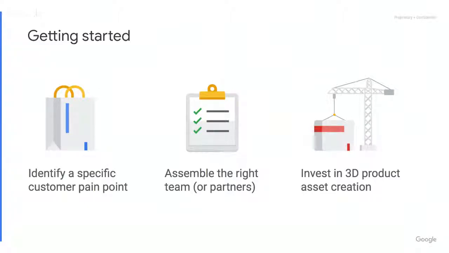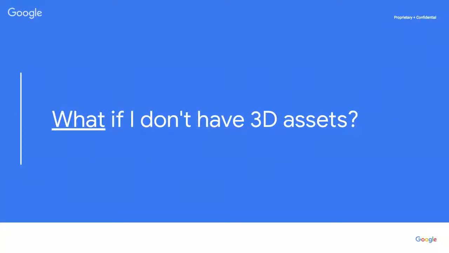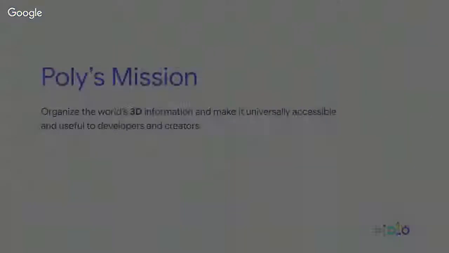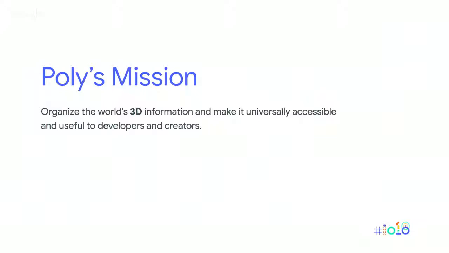Now you might be asking, that's something new, right? How many of you have 3D assets sitting around? Okay, zero hands. So in case you don't have 3D assets, my team puts out another product called Poly. You're probably familiar with Google's mission to organize the world's information and make it universally accessible. Poly's goal is to make the world's 3D information accessible, the same as the general Google mission.